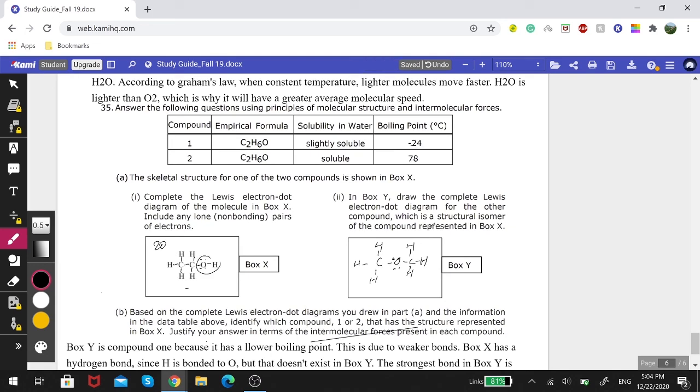Now if you look over here, we have H bonded to an O, so this has an H bond. But the strongest bond in the other one is a dipole bond because it's a polar molecule. Comparing H bond to dipole, H bond is a lot stronger. So this one will have a lower boiling point as its intermolecular forces are weaker. And this one will have a higher boiling point since its intermolecular force is stronger. Since this one has a higher boiling point, we know that box X is equal to compound 2, and box Y is equal to compound 1.